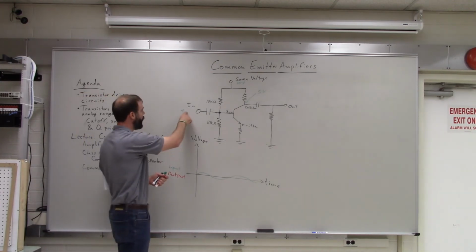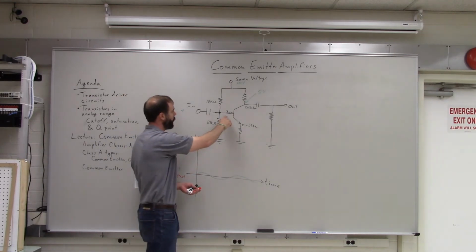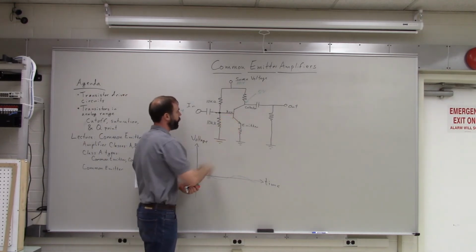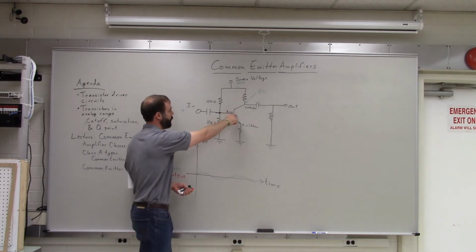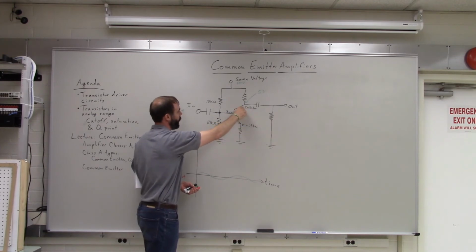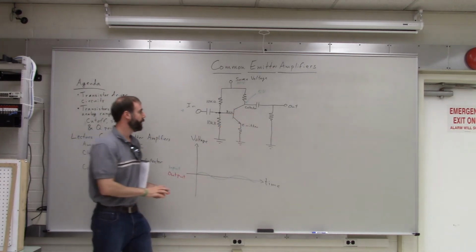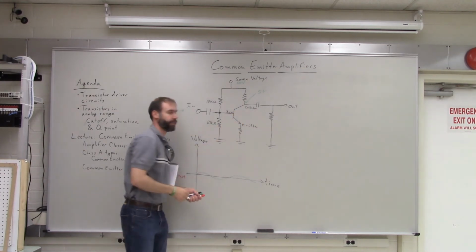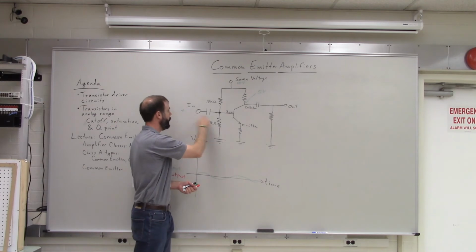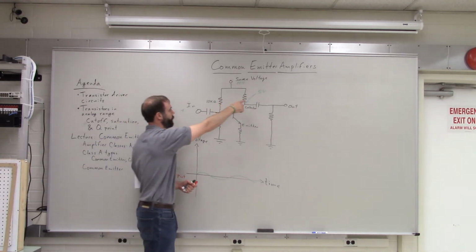So when we have a small positive input signal here, that allows more current to flow into the base. And if more current is flowing into the base, that's going to mean that more current can flow through this transistor. Okay? So essentially, this transistor is acting sort of like a variable resistor in this case. So when we put more current in, it has less resistance. Okay? More current is flowing through the collector.